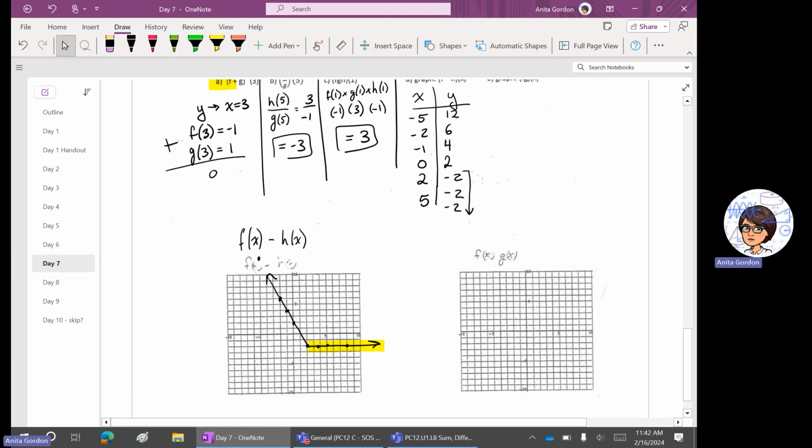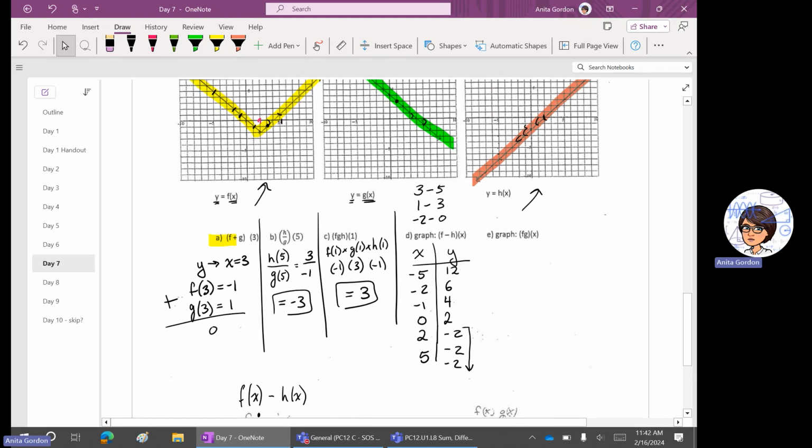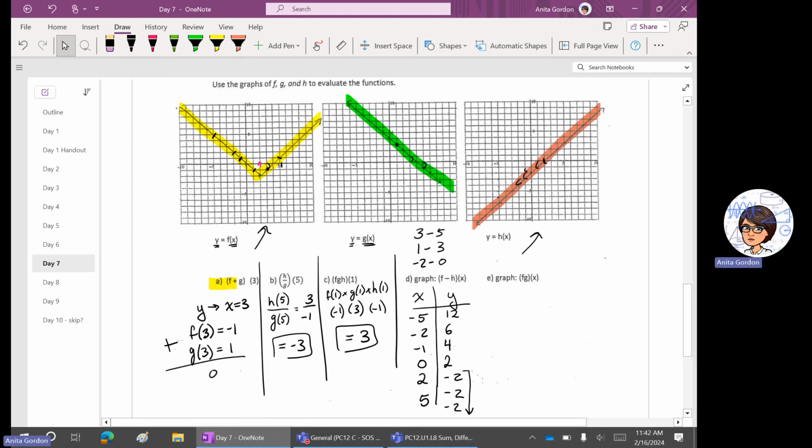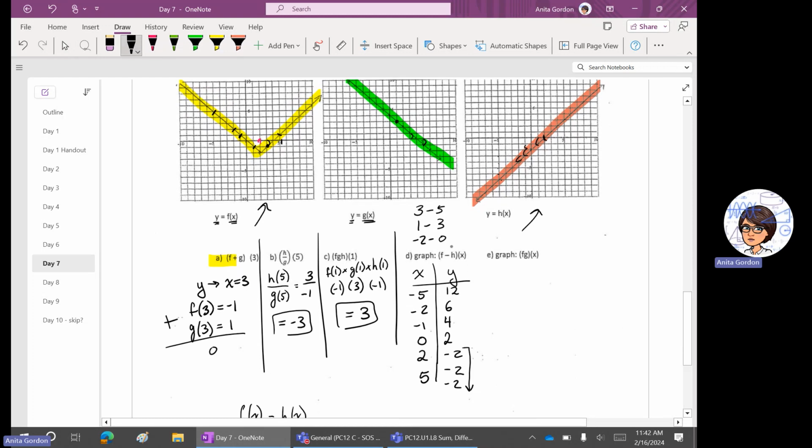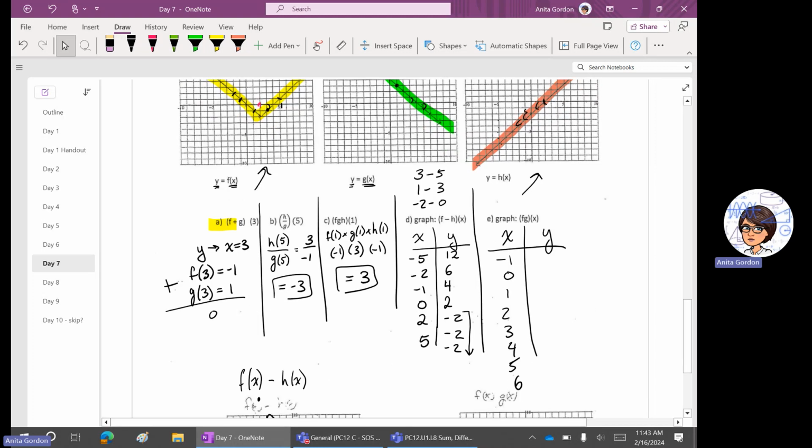Okay, so here we want to look at f of x times g of x. And this one's a little bit trickier. So again, I need to choose a table of values here. And I'm going to tell you which ones I'm going to choose. I will start with -1, 0, 1, 2, 3, 4, 5, and 6. So we'll just go in order.